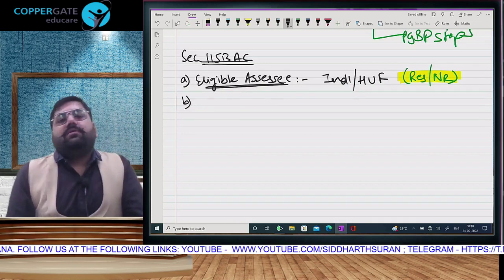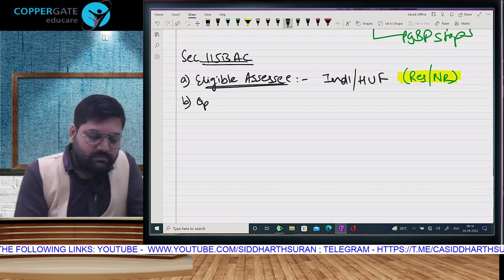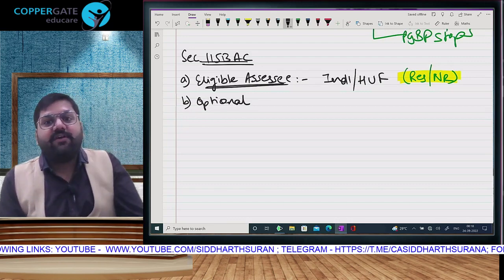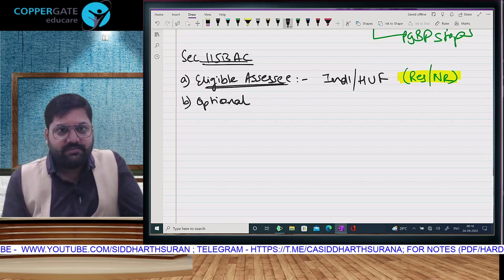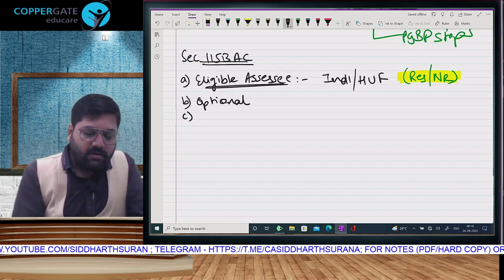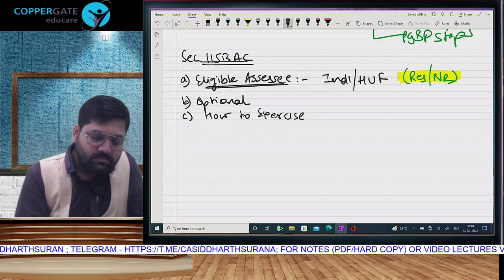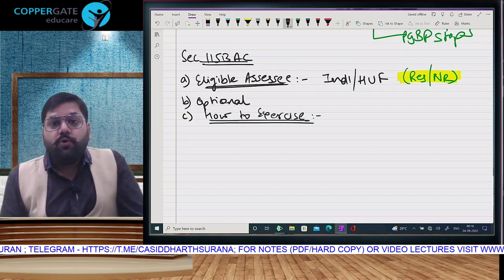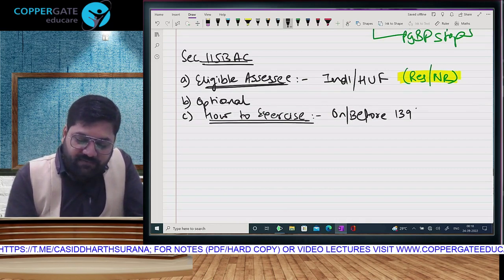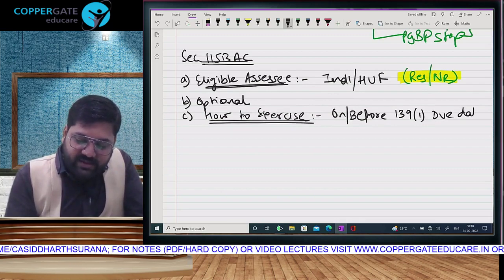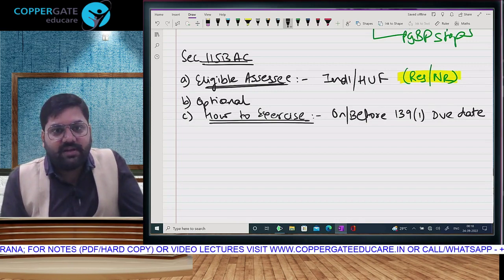Second, is the new taxation regime compulsory or optional? That means, can we write that 115 BAC is an optional section? Can the assessee choose to remain in the old regime? Yes. Third, how to exercise the option? You will have to exercise the option on or before the 139(1) due date, the due date of filing the income tax return. Yes or no?